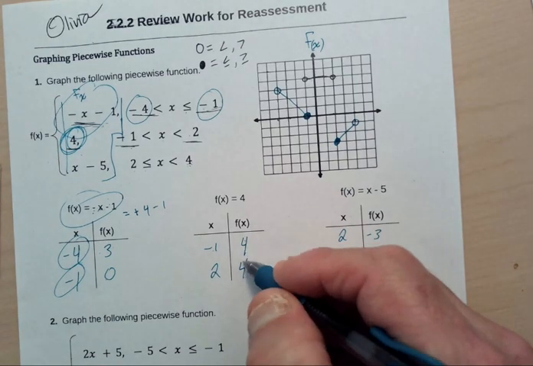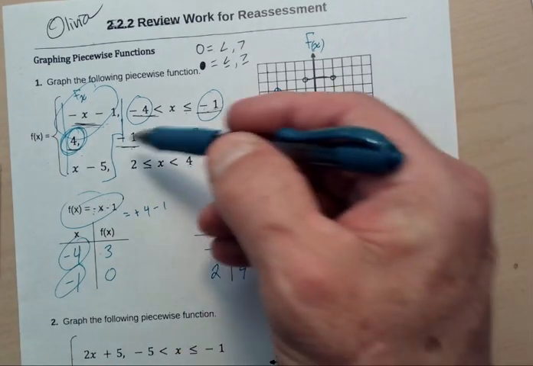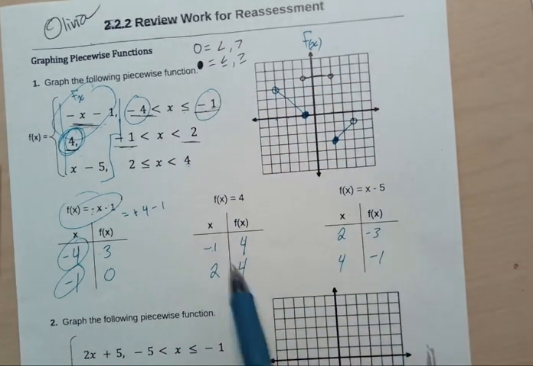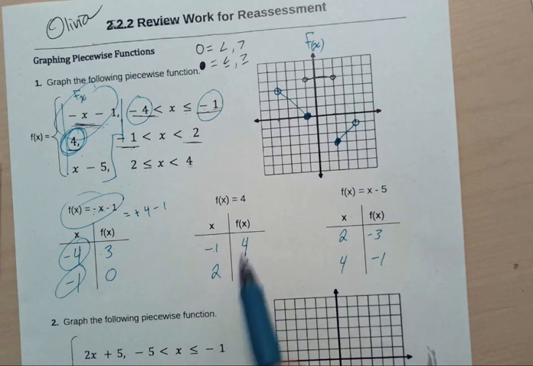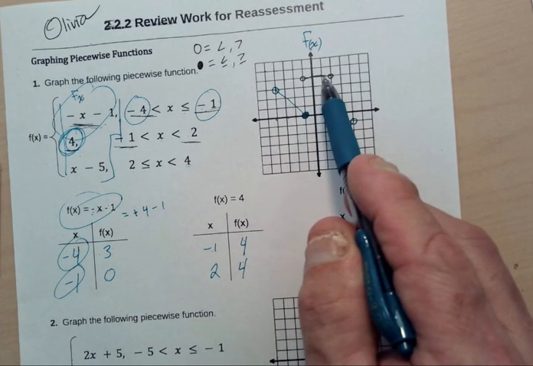So f of x is always 4. And what are the x values? Negative 1 and positive 2. So x, negative 1, y, 4. x2, y 4 is right there, which you already did.